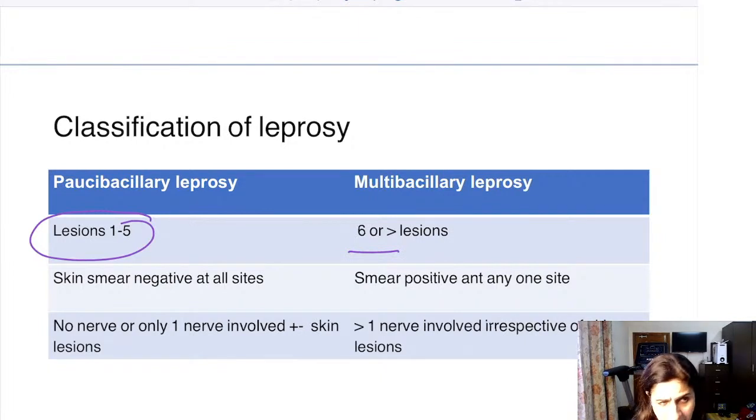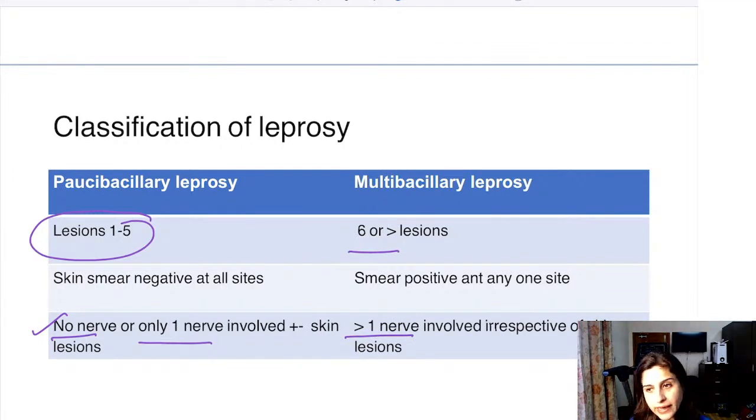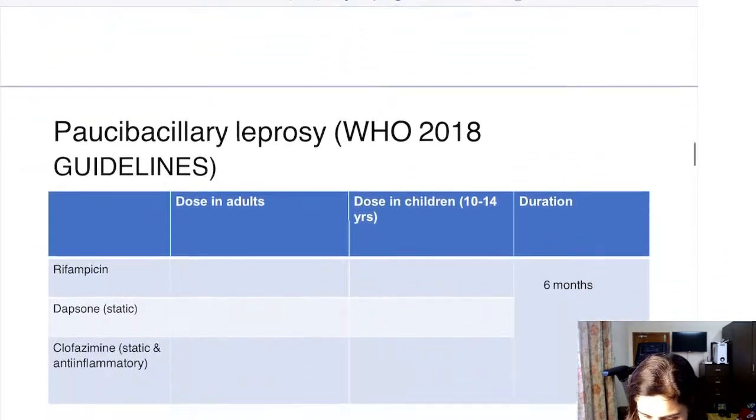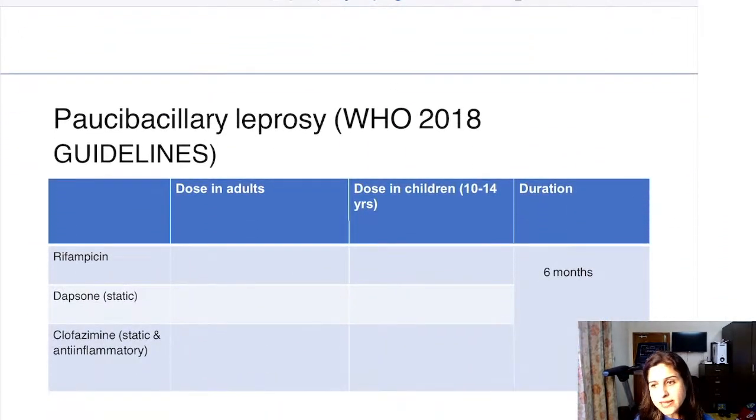Another important thing is this: when there is no involvement of nerve or only one nerve is involved along with the skin lesions, that is your paucibacillary. But in multibacillary, if more than one nerve is involved, we don't care about the skin lesions. If more than one nerve is involved, that means it's multibacillary leprosy. So this is the important thing here. Now coming to the treatment, the treatment for paucibacillary or multibacillary is the same now; only the duration is different.